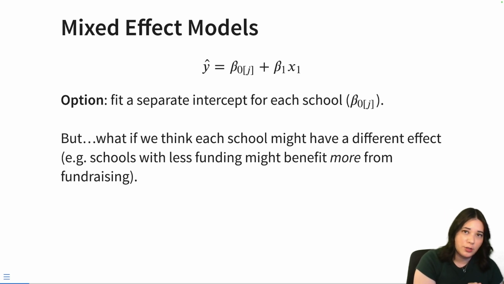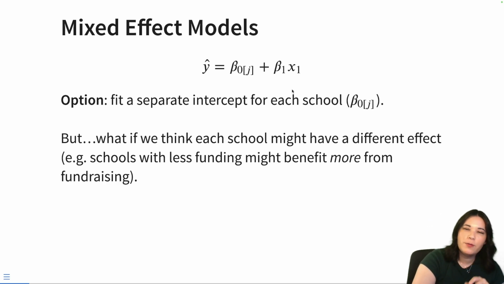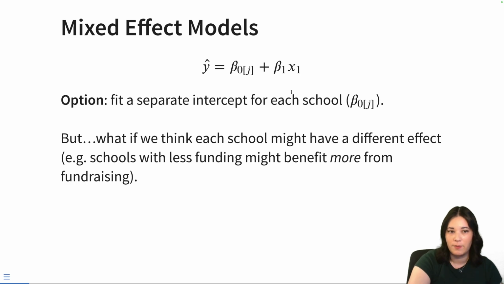So one option that we have to overcome this issue is to fit a separate intercept for each school. So instead of having just an overall intercept of like what is the baseline school score and then what is the impact of fundraising, we can actually make this a little more tailored to the individual schools by saying each individual school gets a separate intercept. So the intercept for school A, school B, school C, etc. But if we do this, we're basically saying that each school is completely independent of the other ones.